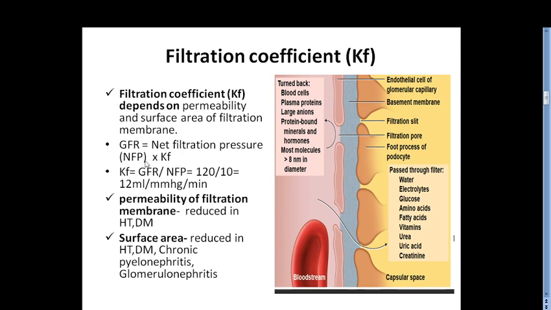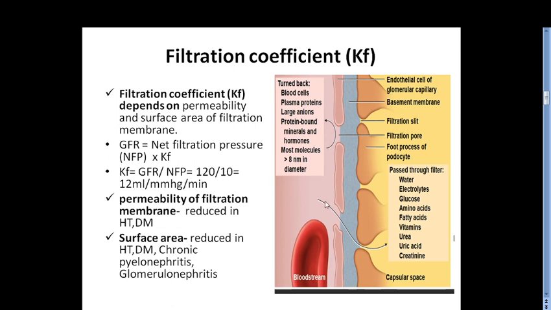We can also calculate this filtration coefficient by this formula: Kf is GFR upon net filtration pressure. In a healthy person, it is calculated as 120 ml divided by the 10 net filtration pressure. It comes to approximately 12 ml per mmHg per minute. So this is the filtration coefficient.